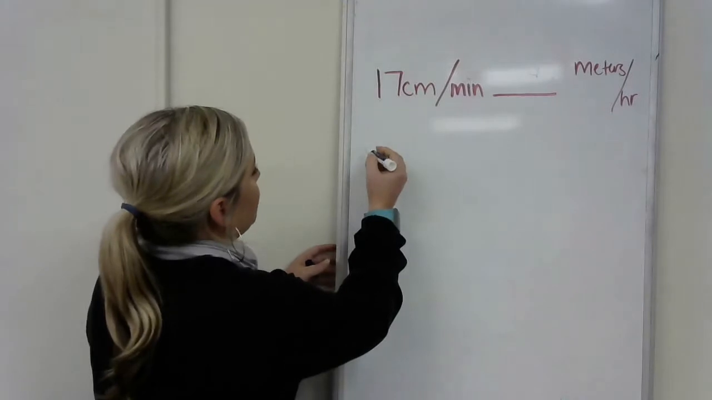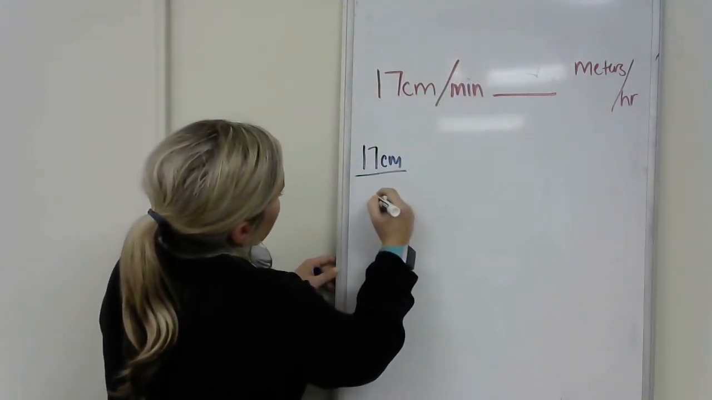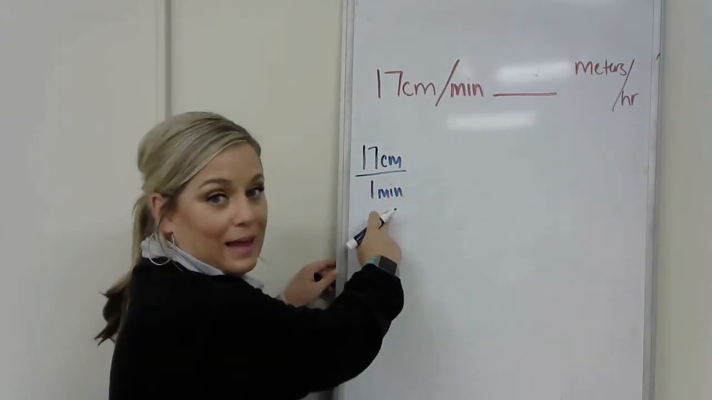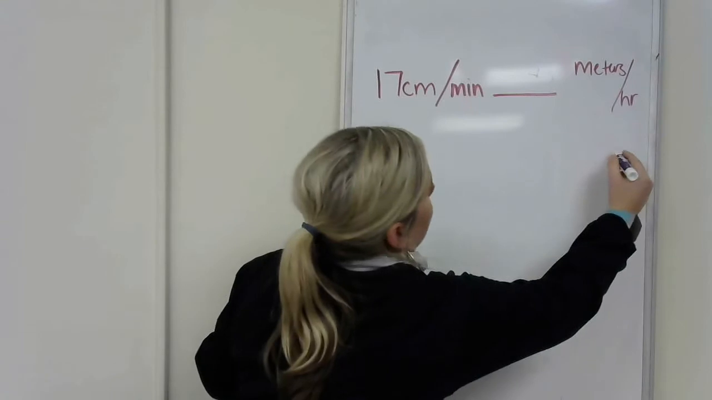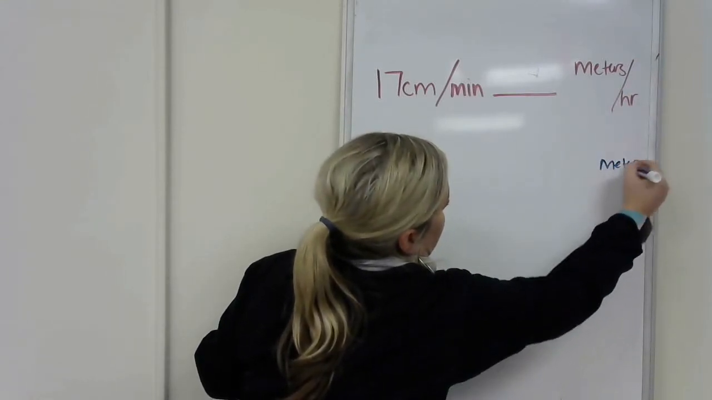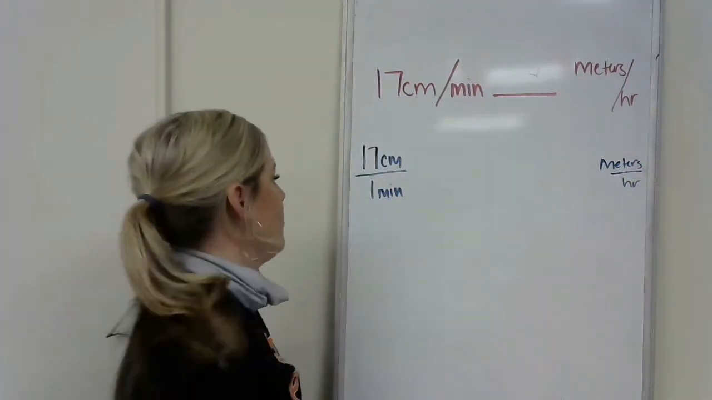All right, so we have 17 centimeters per 1 minute, okay? Labels are important this time. Our goal is to get to meters over hours, okay? My goal is to get to meters over hours.